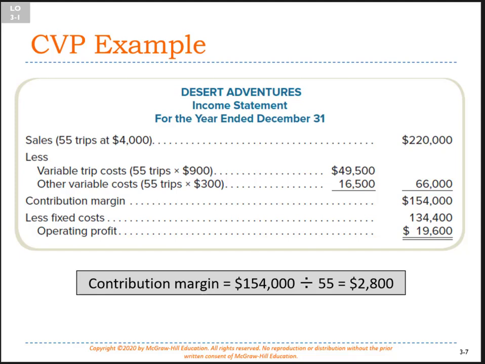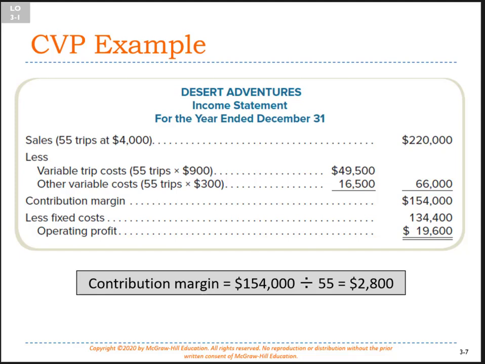So, an example. We have a Desert Adventures company. Sales are $220,000. That's 55 trips that we sold at a sales price of $4,000 each trip. Okay, so 55 trips, $4,000 each, 220. Multiply that out.